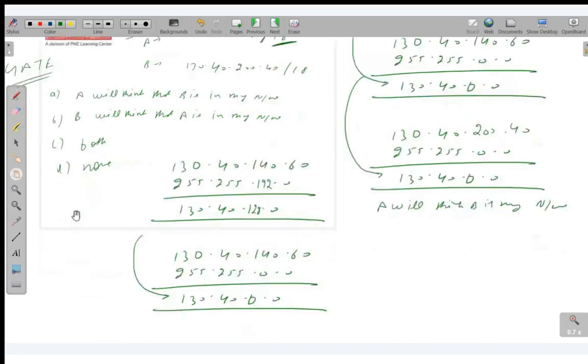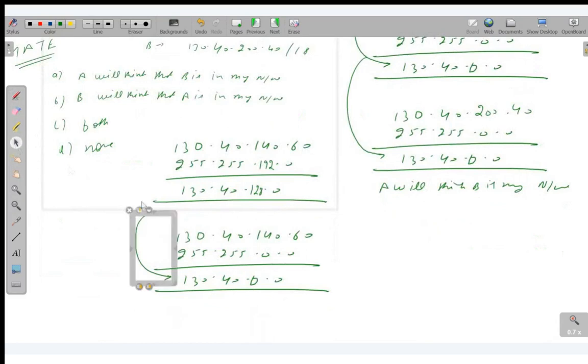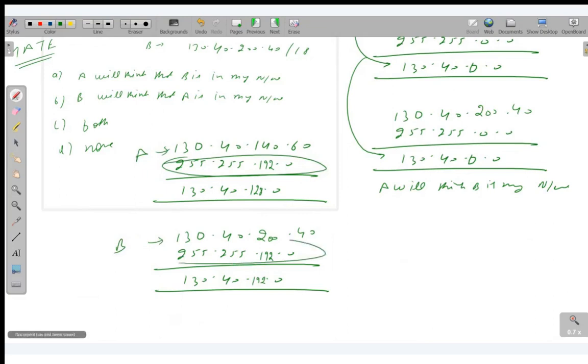And here what will you get? 192. Okay, acha, 130, 40, 240. So in case of 240, the first two are ones. The first two are ones, so obviously what will you get here? 192 itself. So this was the IP address of B, this was the IP address of A, and this net mask is of B only, B's network.